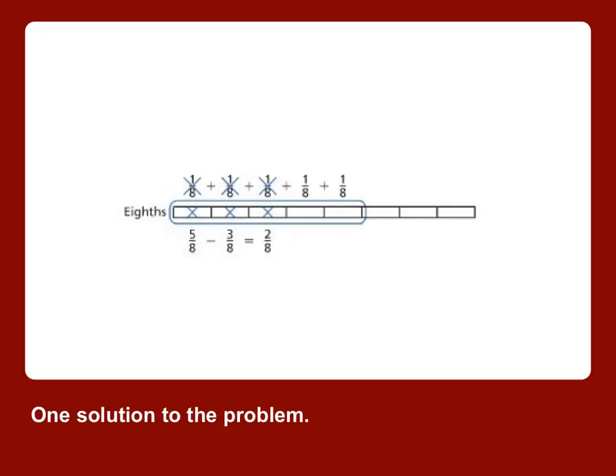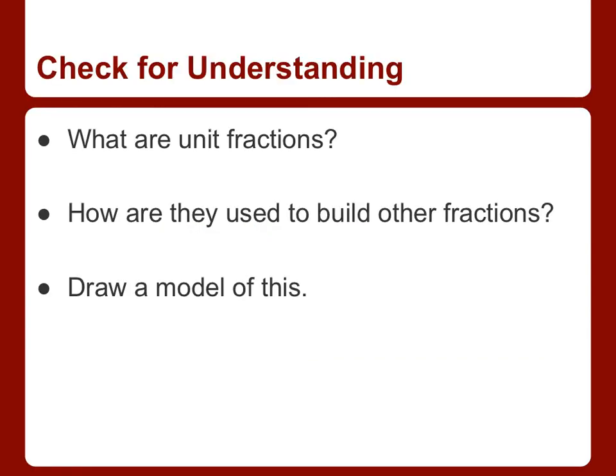We started out with 5/8 of a pizza. So if you circle 5/8, and then you can cross out the part that we ate since we're taking that away. Crossing out 3/8 leaves us with 2/8 left of the pizza.